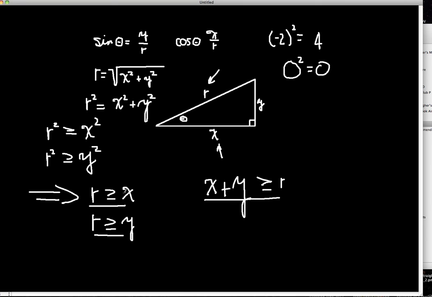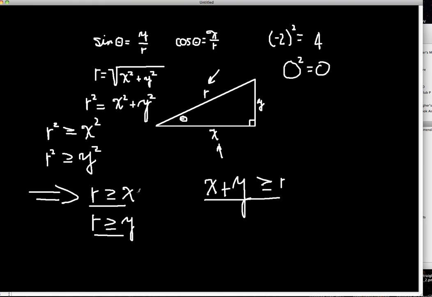Now, if r is always greater than or equal to x, and cosine is equal to x divided by r, got my equal sign there. Cosine is equal to x divided by r, and r is always greater than or equal to x. That's telling me that the cosine must always be less than or equal to 1.